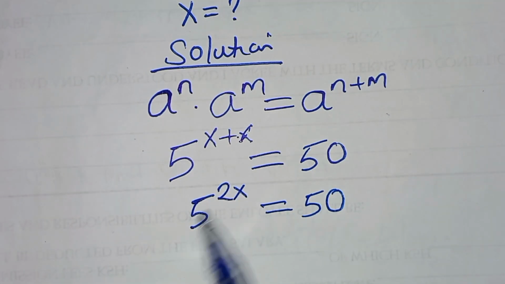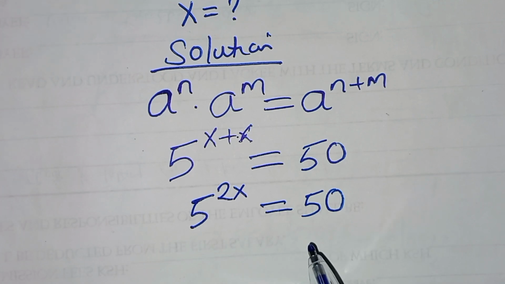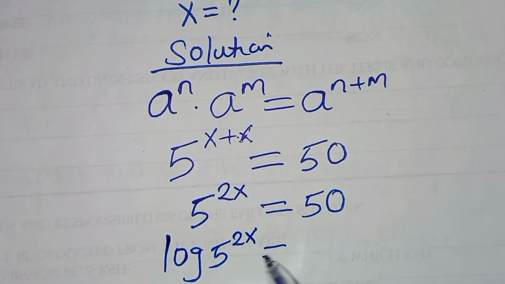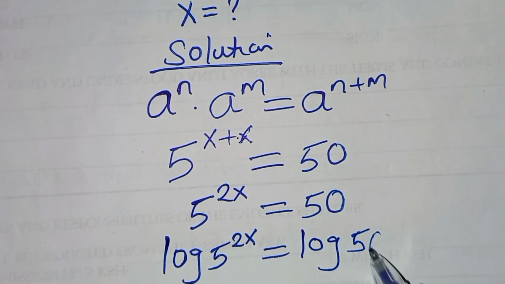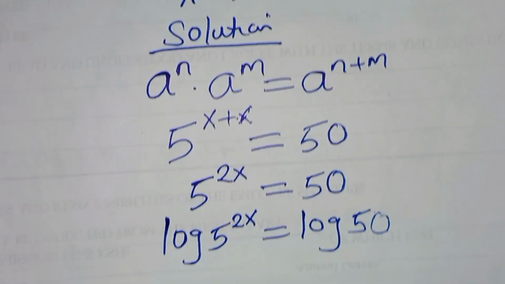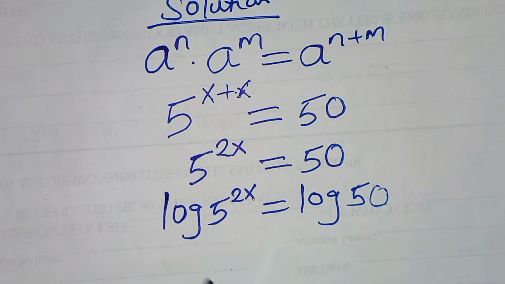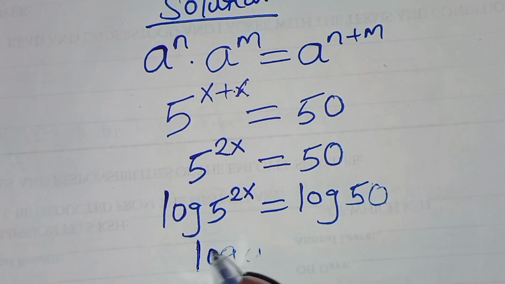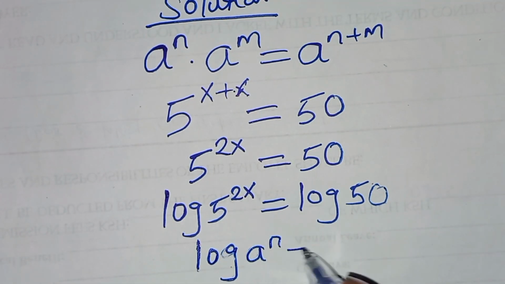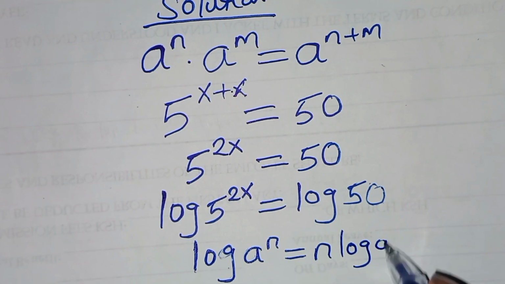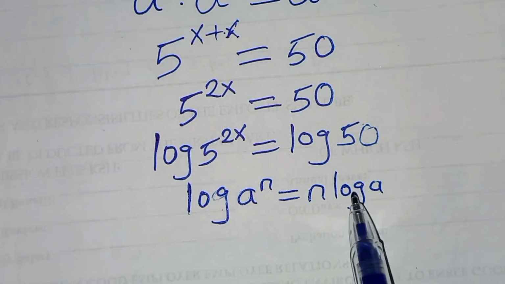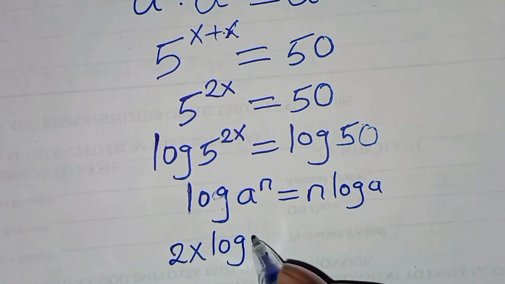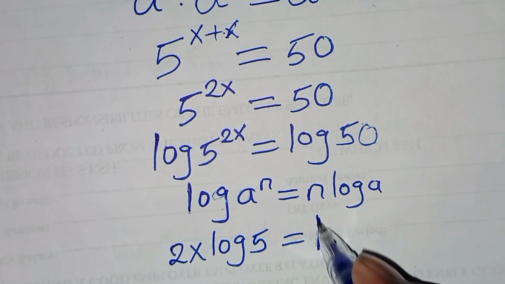To solve for the value of x here, let's introduce the natural logarithm on both sides, so that you'll have log of 5 to the power 2x equal to log 50. The next step: log of 5 to the power 2x is in the form of log a to the power n, which we can express as n log a. Applying this power rule property of logarithms, log 5 to the power 2x becomes 2x log 5. This is equal to log 50.